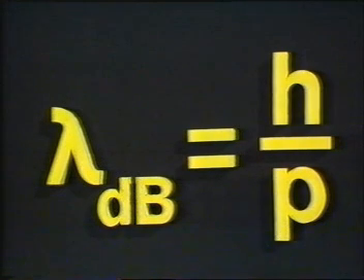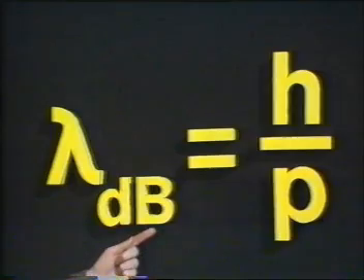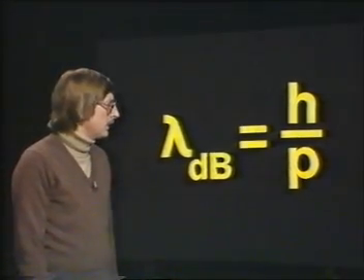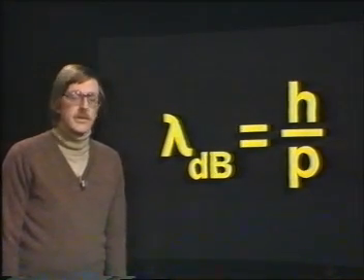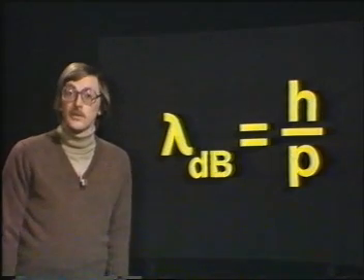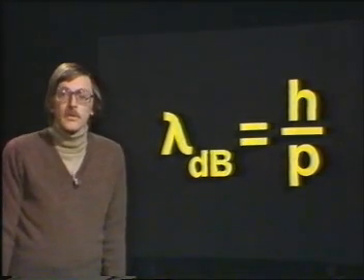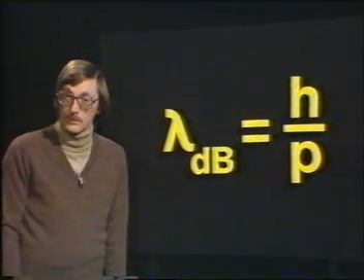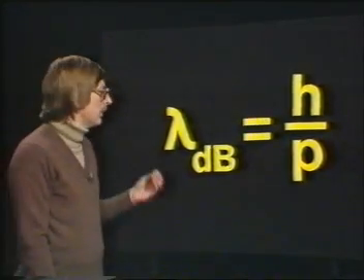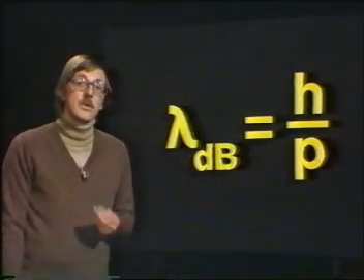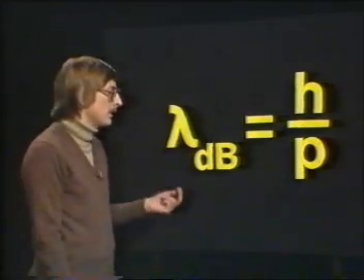The electron's wavelength is given by this formula, which was first written down by Louis de Broglie. It says that the electron's wavelength, lambda dB, is equal to h divided by the magnitude p of the electron's momentum. The constant h is, of course, just Planck's constant. It's a constant that crops up in practically every equation in quantum physics, although it never occurs in classical physics. Well, there's an important point to remember about this equation. It applies not only to electrons, it applies to any particle with momentum p.